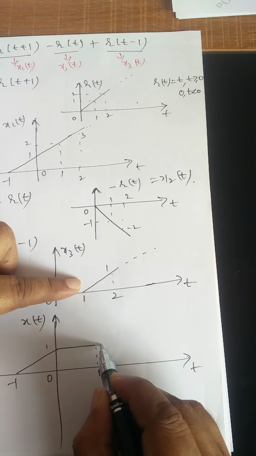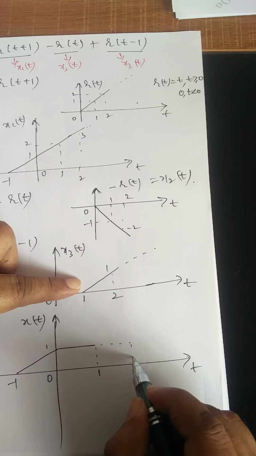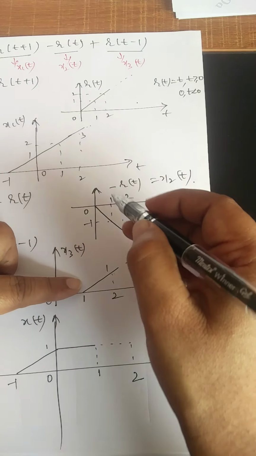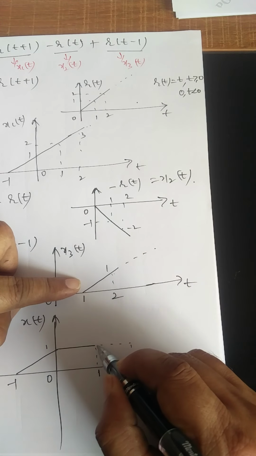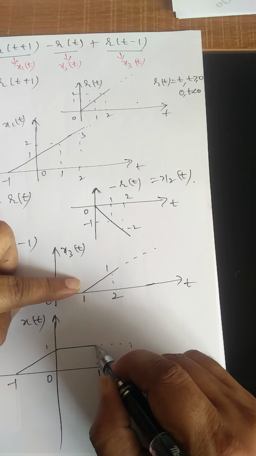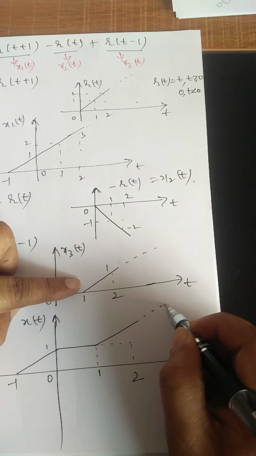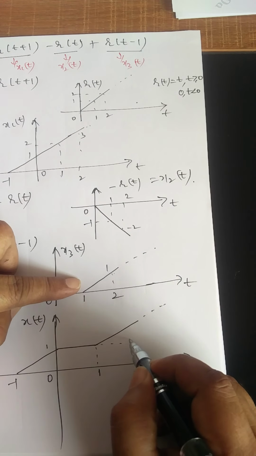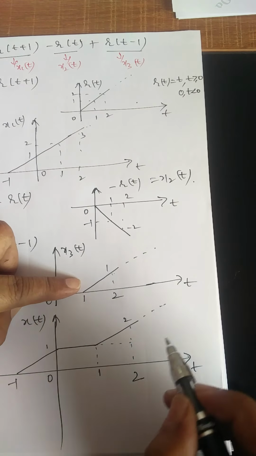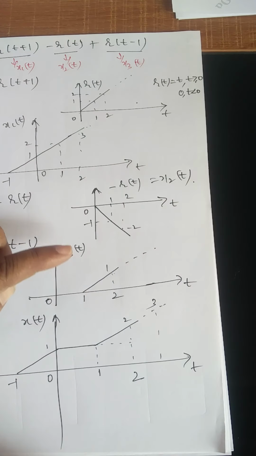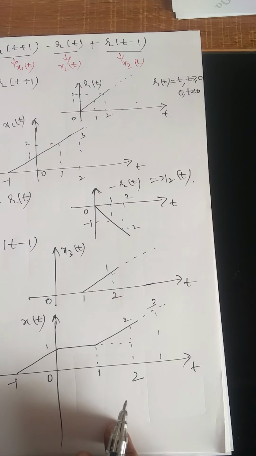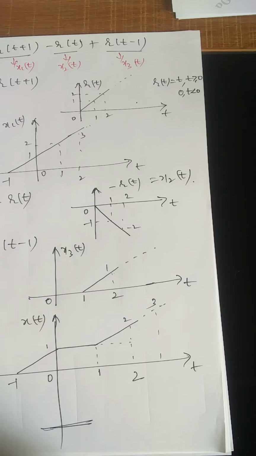After 2, what happens? After 2, the addition of these two signal values is 1, and 1 plus 1 reaches 2. That means the signal goes like this: after 2, its value is 2, and at 3 its value is 3. This is how the signal looks, the addition of these three signals. This completes the three problems, that is, sketching of the signals.